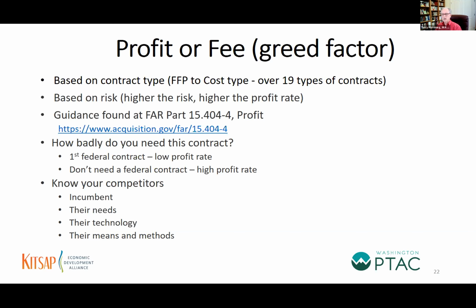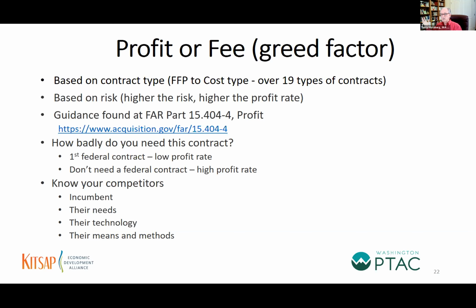If you really want to get that first contract, your profit rate is going to be lower because you need to get that first contract to show experience on your capability statement. When you're talking to the agency small business specialist, they're probably going to ask you, have you had a government contract before? So it's all about risk.